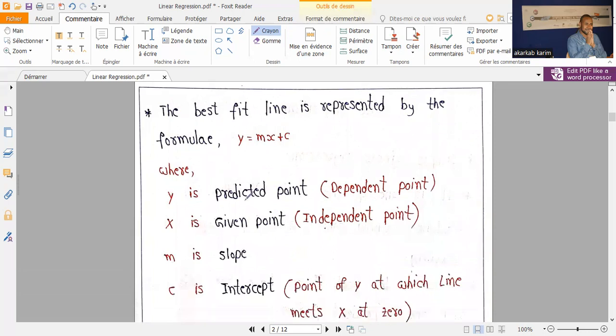The first one, y, is the predicted point, that means the target. In the previous sessions, y was the life satisfaction index, the dependent variable. And x is the given point, the independent variable, which is the GDP per capita in our last case. And m is the slope of this function, and c is the intercept, the point of y at which the line meets x at 0. Okay, we have slope and intercept.